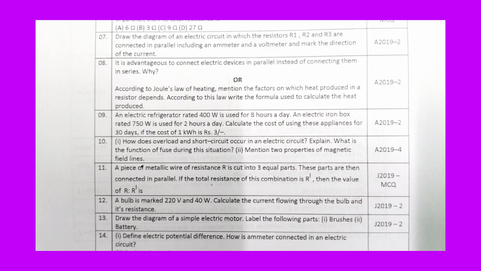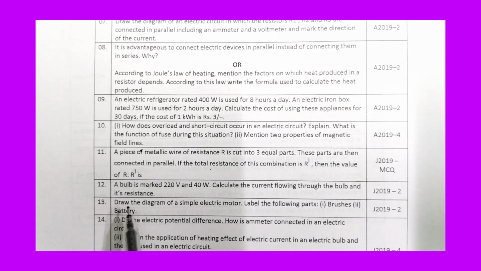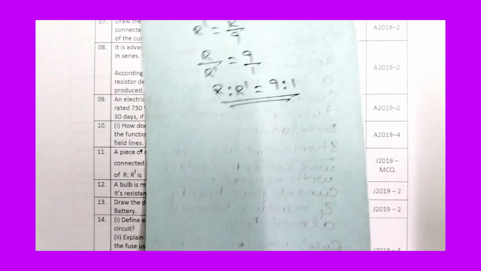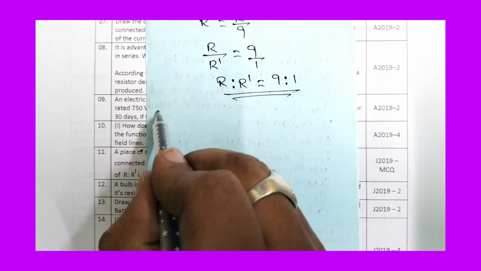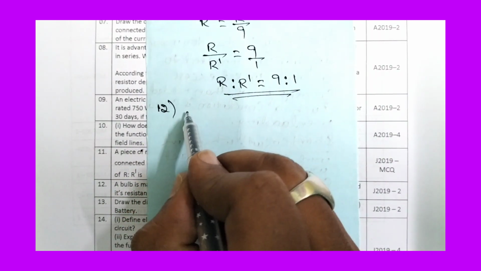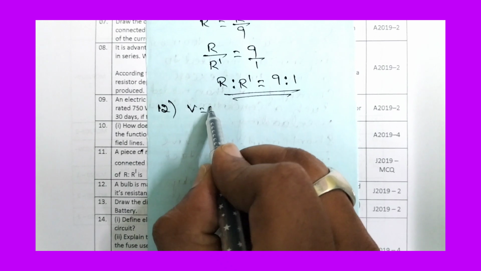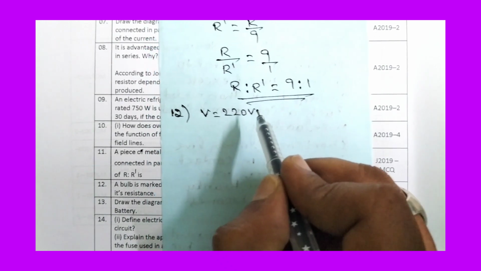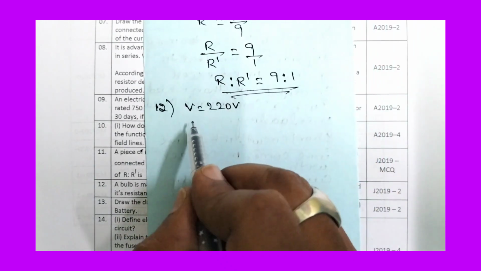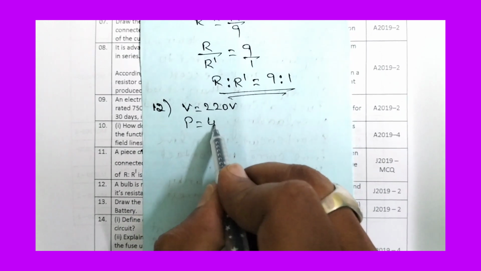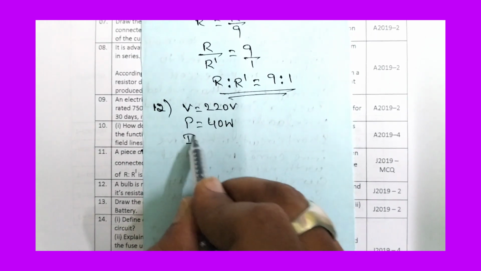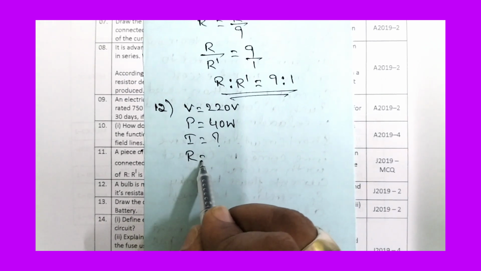Now let us move to the 12th question. A bulb marked 220 volts and 40 watt. Calculate the current flowing through the bulb and its resistance ಅಂತ ಕೇಳಿದ್ದಾನೆ. So now let us answer both. The voltage of the bulb is given as 220 volts. Then its power is given, it is equal to 40 watt. Now calculate the current as well as the resistance.